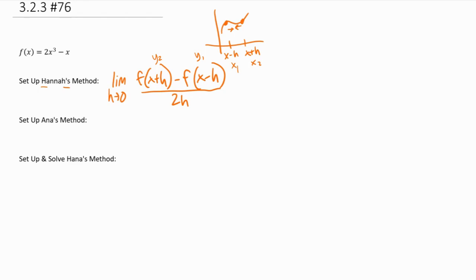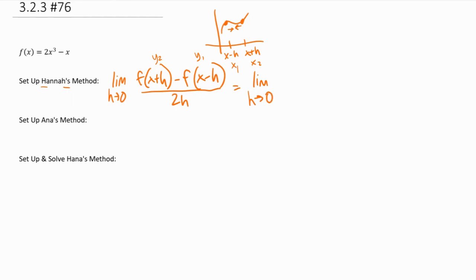But you should be able to recognize and understand that we're just subtracting a little bit, like 0.001 for h, and then we're adding a little bit, like 0.001, and we're finding the slope between those 2 points. So that's Hanah's method.